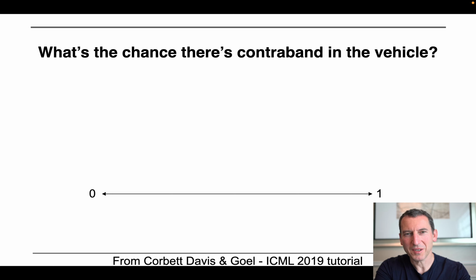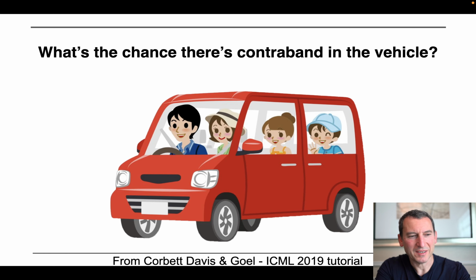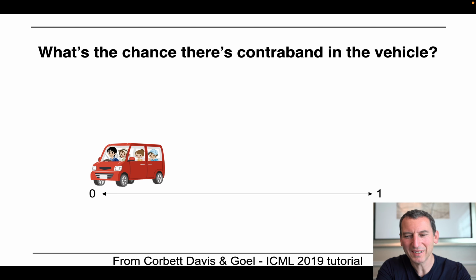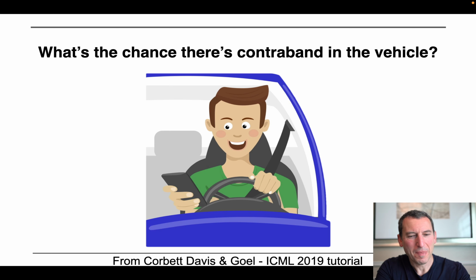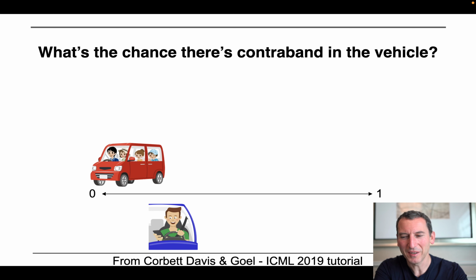So let's start with a simple example. Let's say you're a police officer and you need to decide whether to stop a car because there might be contraband in the vehicle. So what are the chances that there's contraband in the vehicle? I guess we would all say, well, they look pretty safe, right? But this guy, well, maybe, maybe not. He's got his phone in his hand, so he's clearly not just a law-abiding person, or at least, whatever. Maybe the chances are a bit higher.